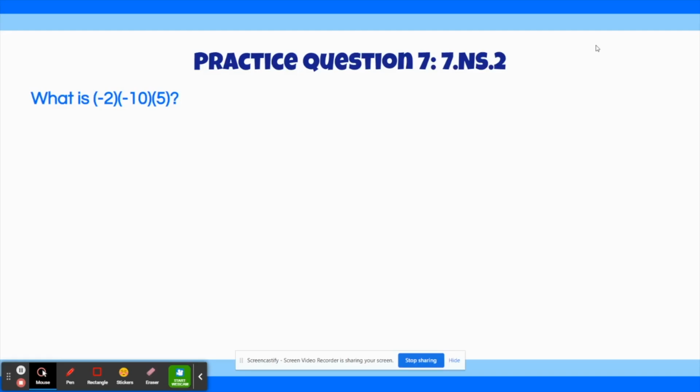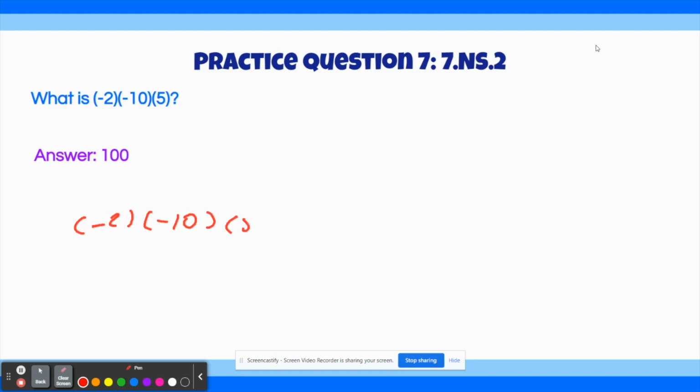Okay, so the correct answer to this problem is 100. So we have -2 times -10 times 5. So we can just multiply these numbers one by one. First we're going to do -2 times -10. Since we have two negatives, that's going to be a positive value, and 2 times 10 is just 20. So we get 20, and then we still have the 5, so we get 20 times 5.